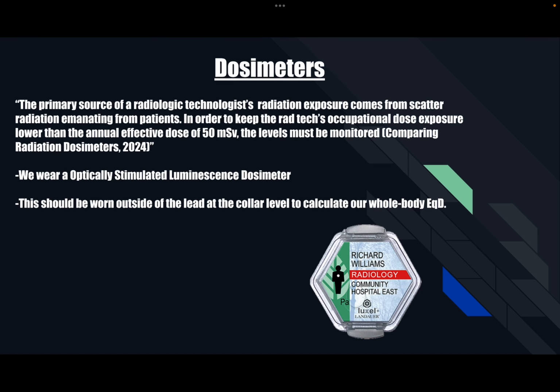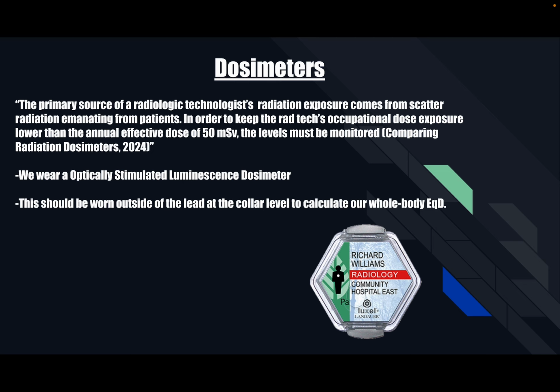All right, dosimeters. The primary source of a radiologic technologist's radiation exposure comes from scattered radiation emanating from patients. In order to keep the RadTech's occupational dose exposure lower than the annual effective dose of 50 millisieverts, the levels must be monitored. We wear an optically stimulated luminescence dosimeter, also known as the OSL. This should be worn outside of the lead at the collar level to calculate our whole body EQD.